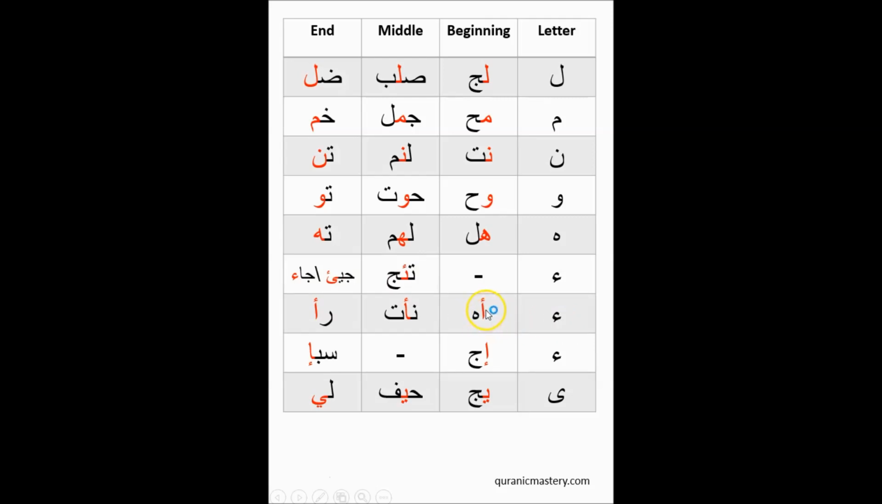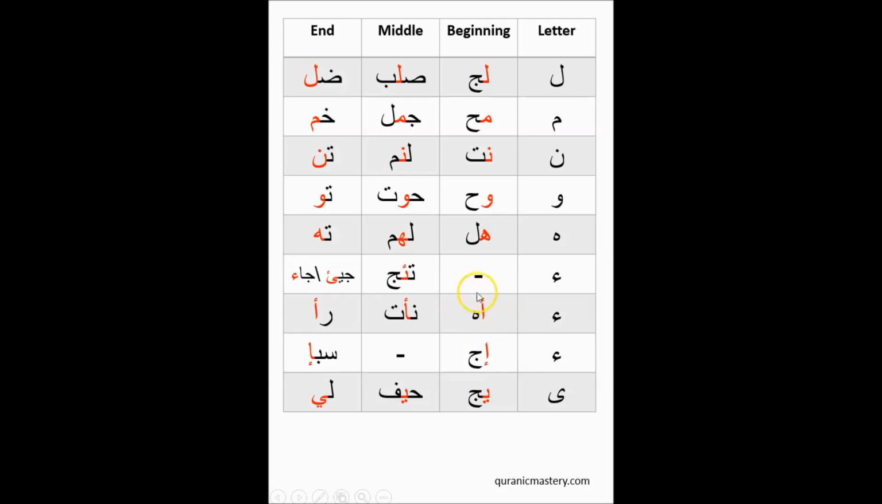Hamza can also be written on top of the Alif, and this only occurs like this in the beginning. In fact, let me reword that. It always occurs in this form when it is in the beginning of a word. So it's on top of an Alif. Always remember that an Alif is only a mad letter, and if an Alif occurs in the beginning of a word and it has a haraka on it, then it's not an Alif, it's a Hamza.